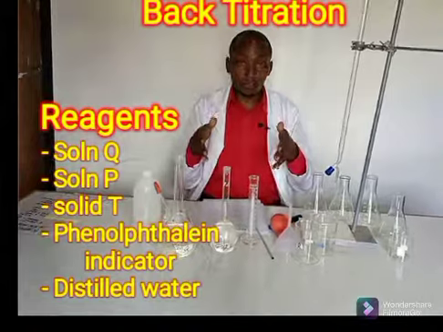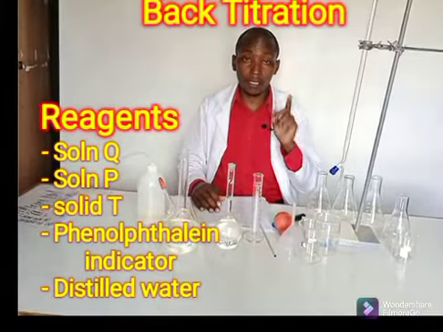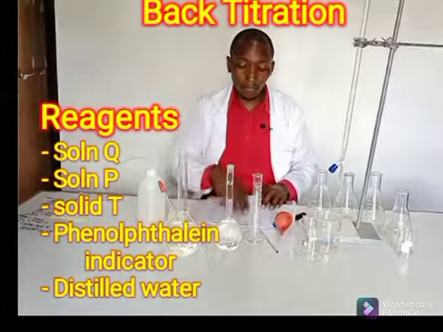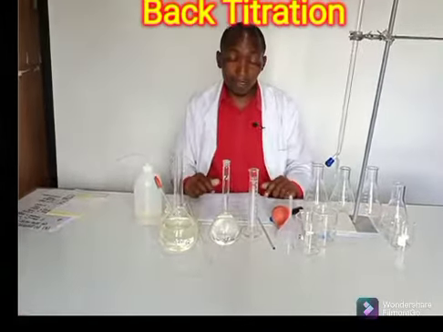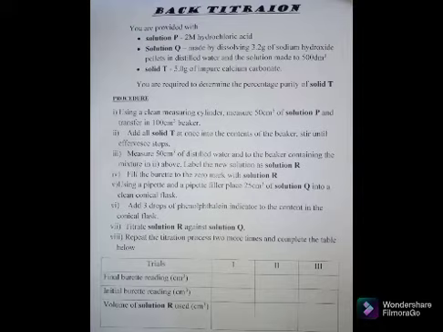And just to take you through the procedures, what experiment exactly am I doing? The question reads as it is displayed there. You are provided with the following. A solution labeled P, which is a 2 molar hydrochloric acid. Another solution labeled Q, that is made by dissolving 3.2 grams of sodium hydroxide pellets, and the solution is made to 500 cubic decimeters. Remember that is half a liter.